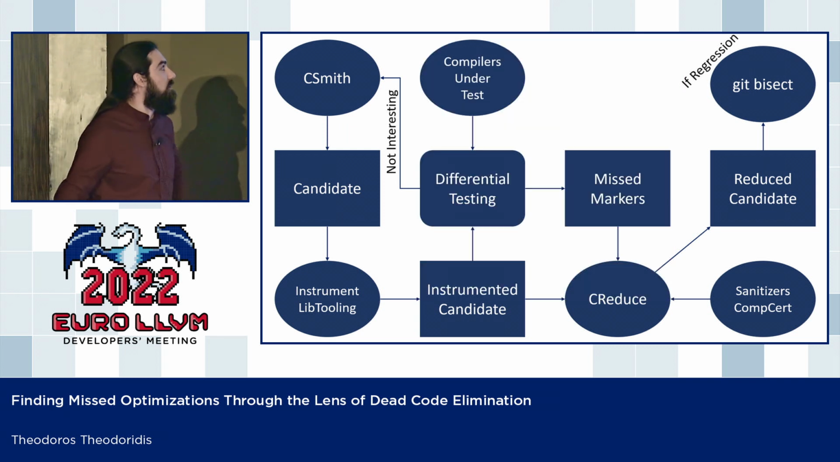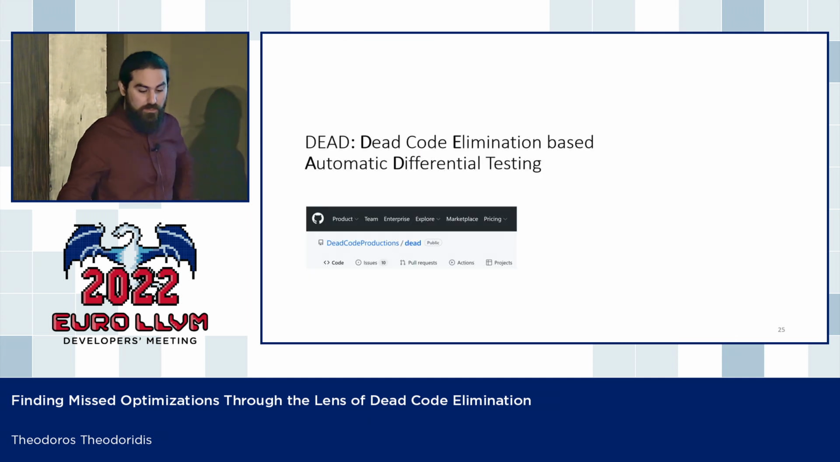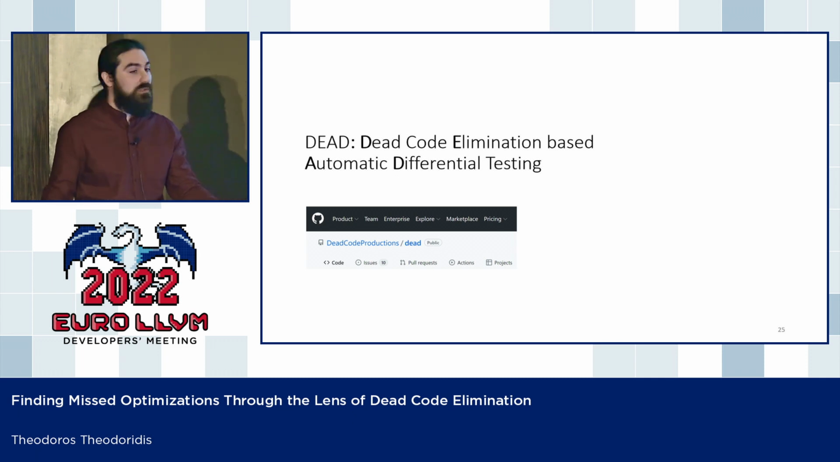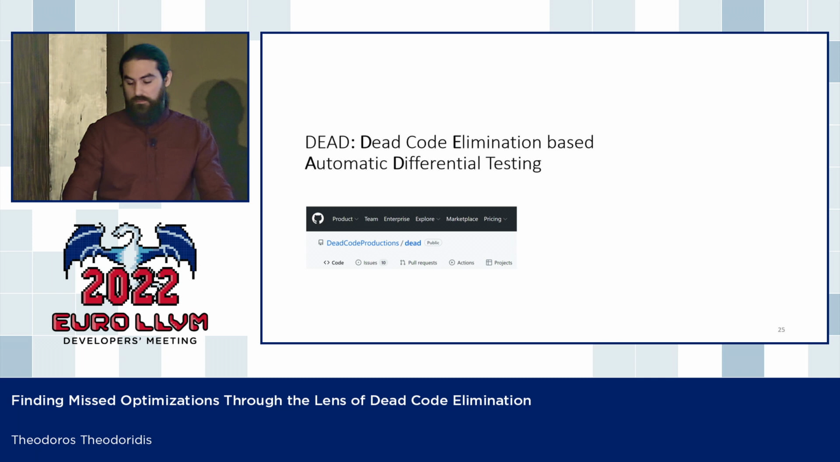And this is the complete pipeline that we have also implemented in our tool DEAD, which stands for Dead Code Elimination-Based Automatic Differential Testing. And it's available on GitHub for anyone to use. And I would be very happy to help anyone who wants to use it or to implement use cases that are not supported yet that you would like to see. And generally, any feedback, positive or negative, would be very welcome.